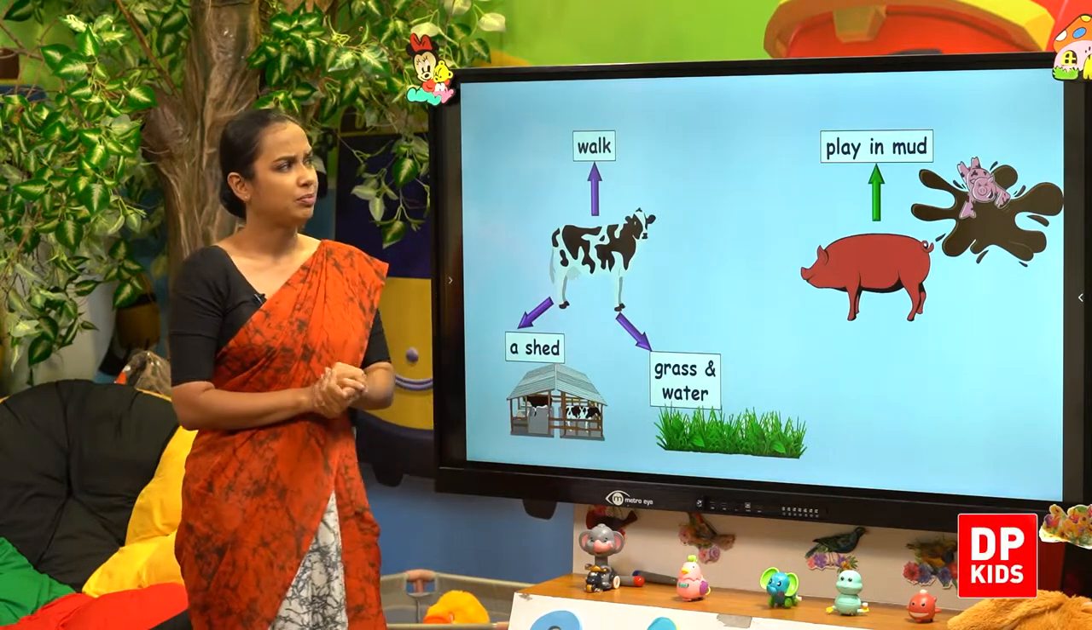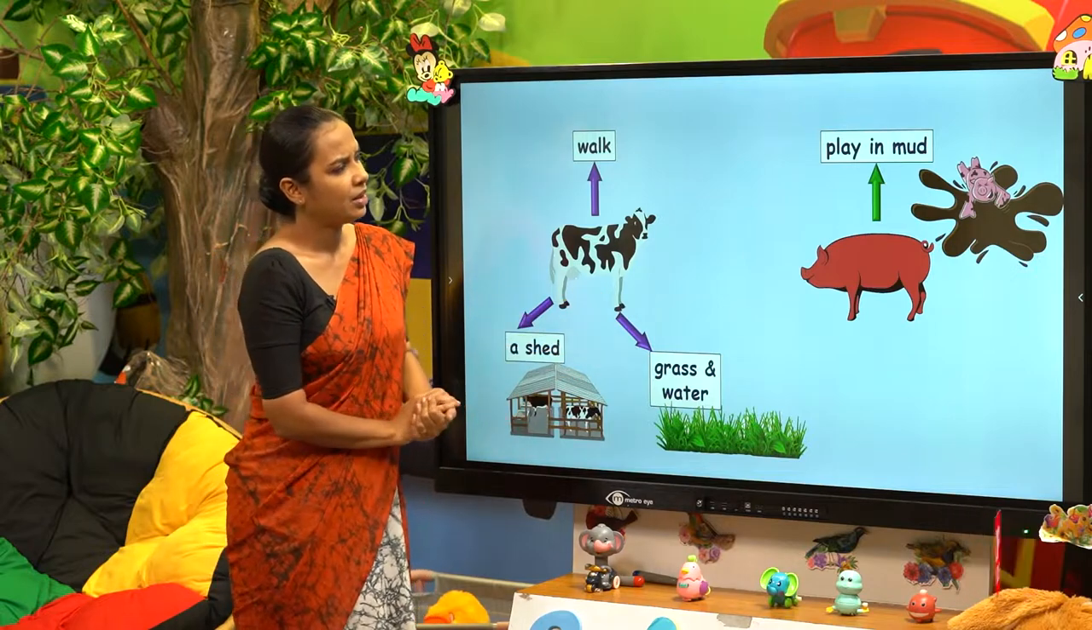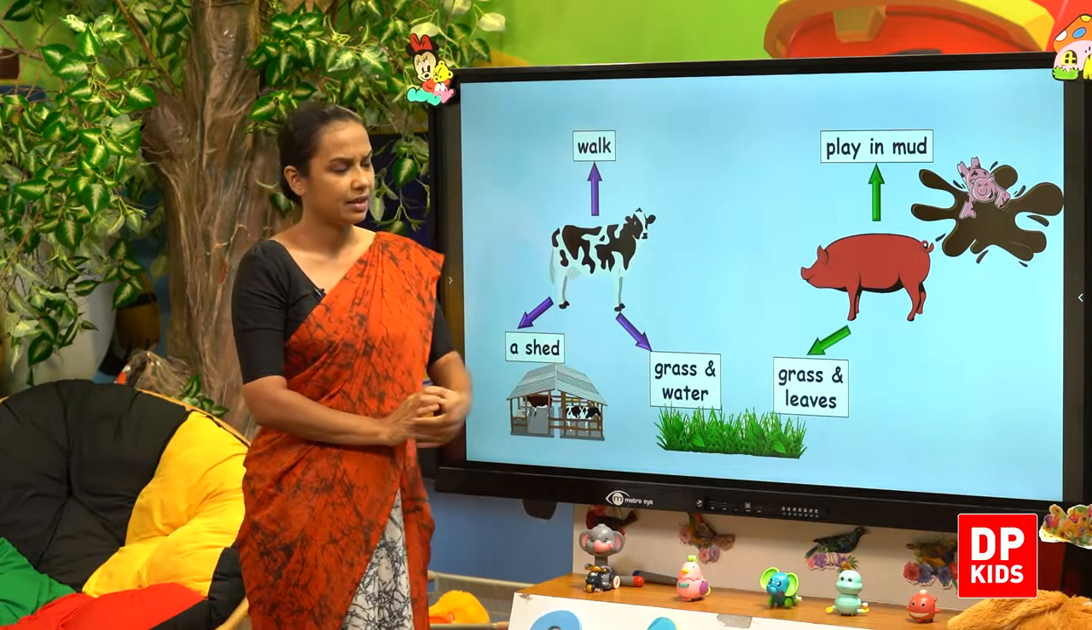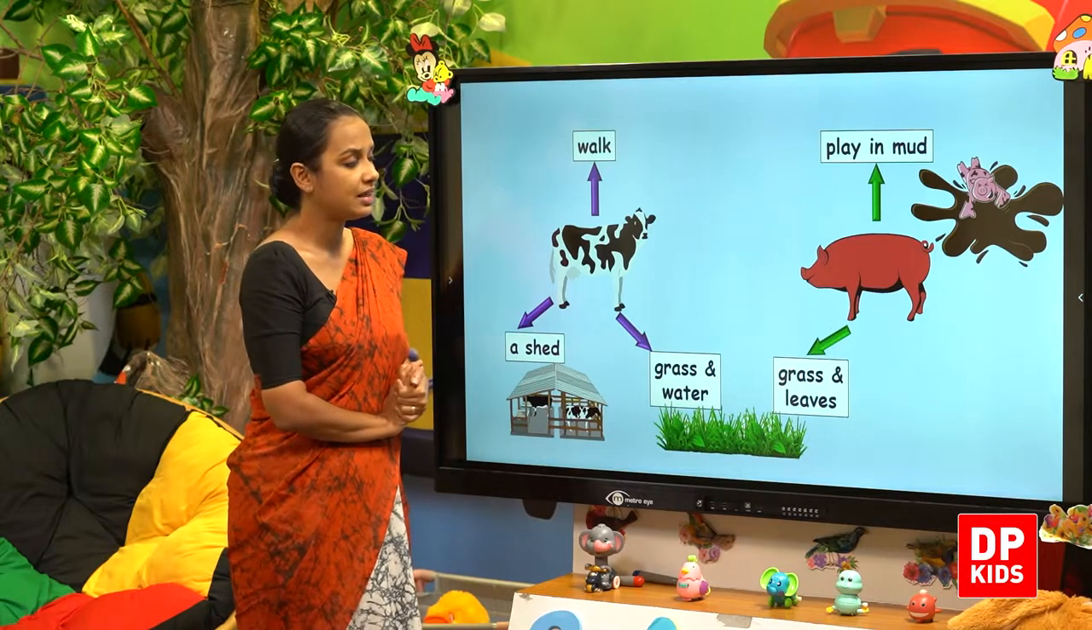So the pig plays in mud. Then what else? Yes, it also eats grass and leaves.